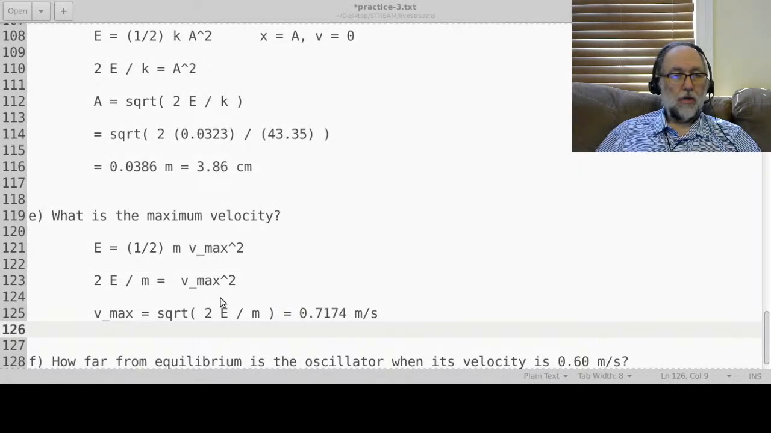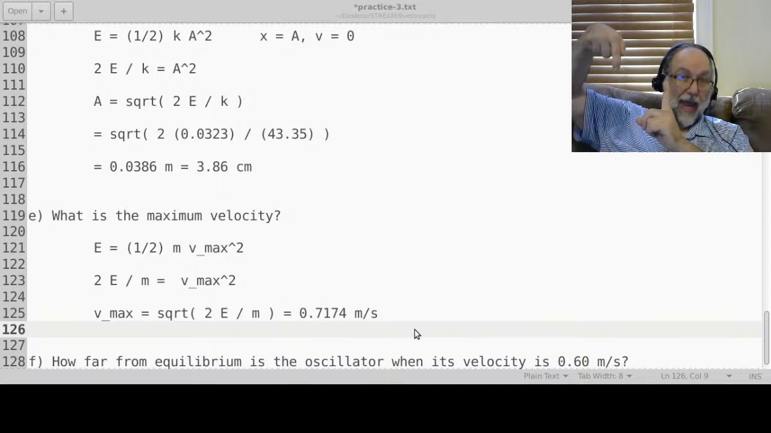Okay, so E is equal to 1/2 mv max squared. And the 1/2 kx squared is 0, because x is equal to 0. And same thing, just rearrange, and then substitute in the numbers, and I get that it's 0.7174 meters per second. That makes sense because when you're out here at the end point, the velocity is 0.